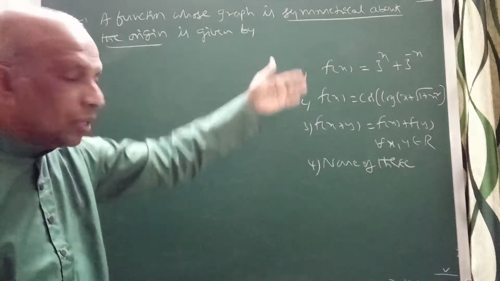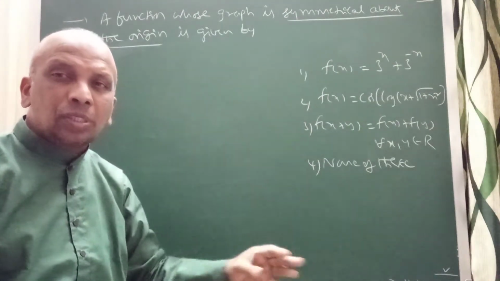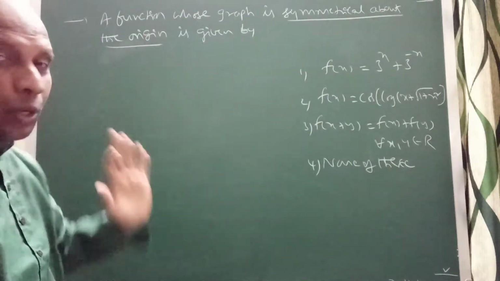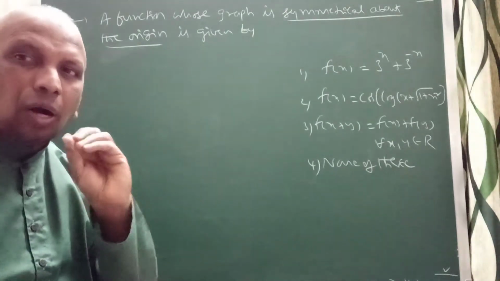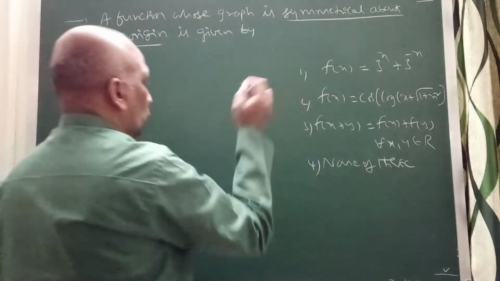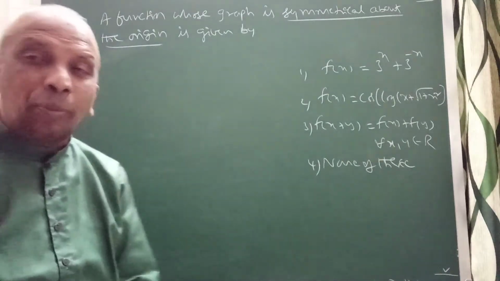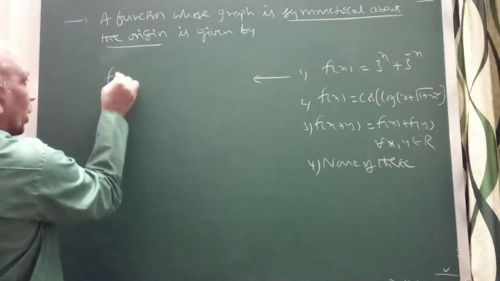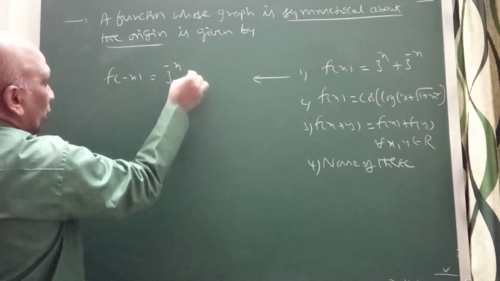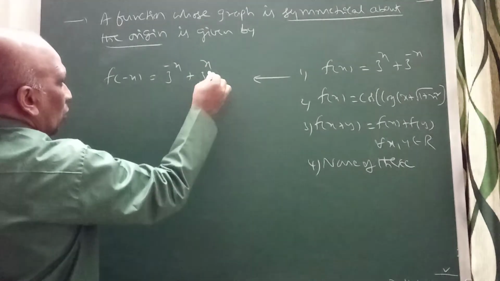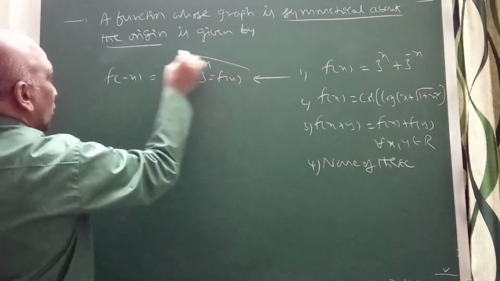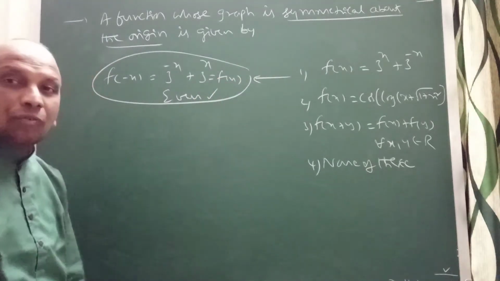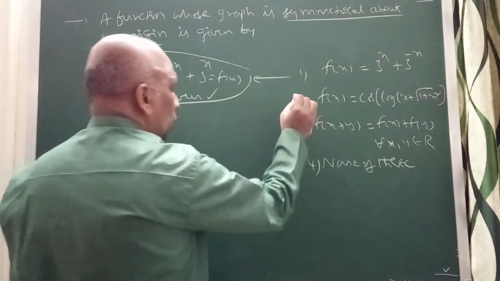They are asking, in the given four options, which one is an odd function? Here, symmetrical about the origin, so clearly they are asking about an odd function. Now you can see the rule of an odd function: f of minus x equals minus f of x. Look into the first option. f of minus x, if I take this one, 3 power minus x, minus of 3 power x, we got f of x. So what do you decide? This is an even function, since f of minus x equals f of x. The first one is even.